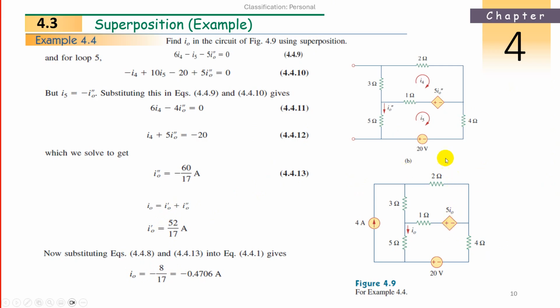So like this, this comes as a big answer question, maybe in the final exam for 5 to 6 marks.